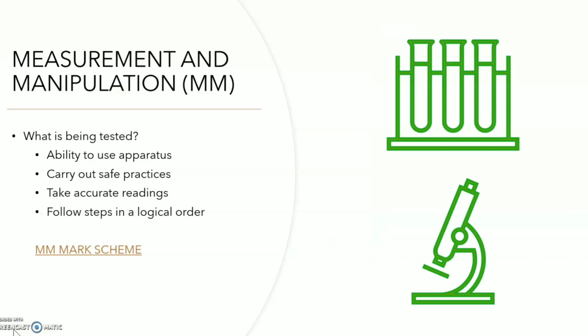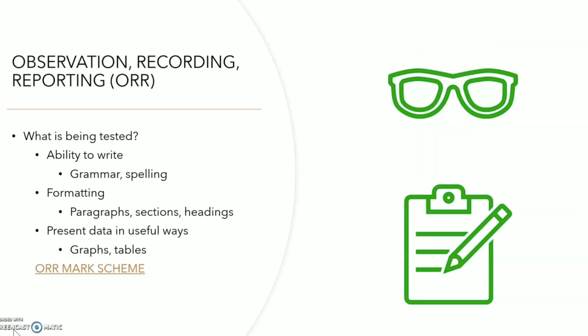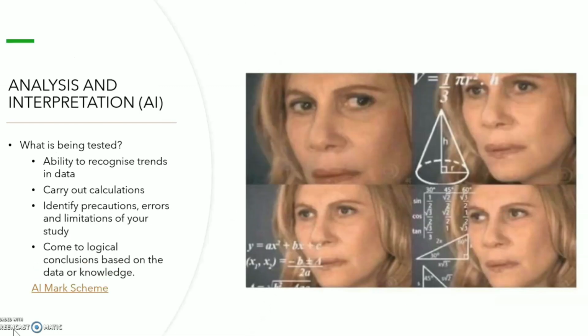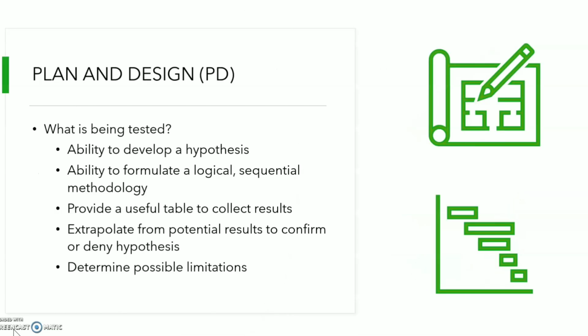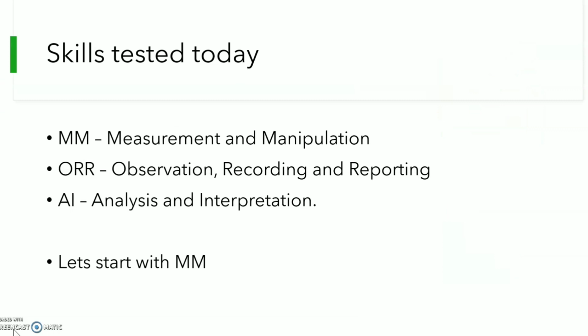Now, there are a few different criteria tested when we're doing labs. For example, there's measurement and manipulation, which tests your ability to use apparatus and carry out processes in a lab safely. We have observation, recording, and reporting, which looks at your ability to represent your findings in a clear and concise way. We have analysis and interpretation, which highlights your use of data and ability to extrapolate and come to logical conclusions. We have drawing labs, which tracks your observational skills. And we have plan and design labs, which tests your ability to use scientific methods for testing observations.